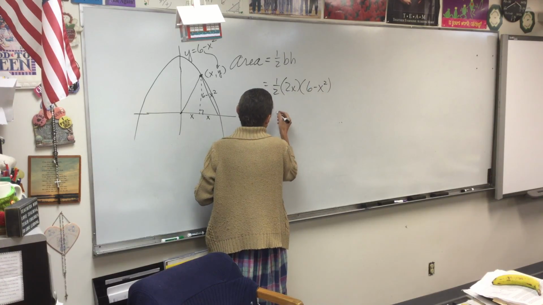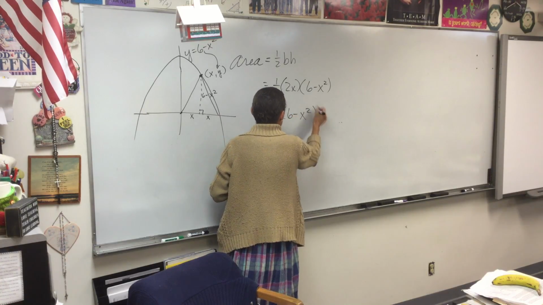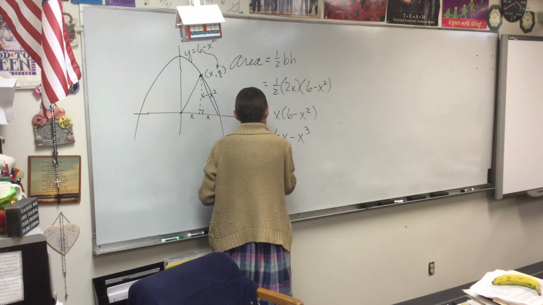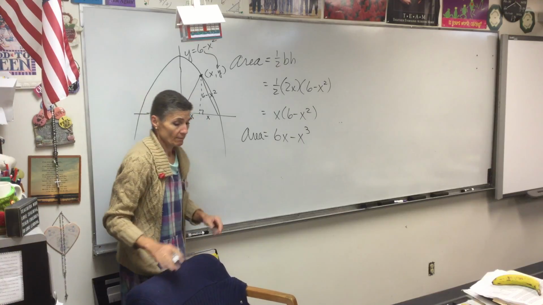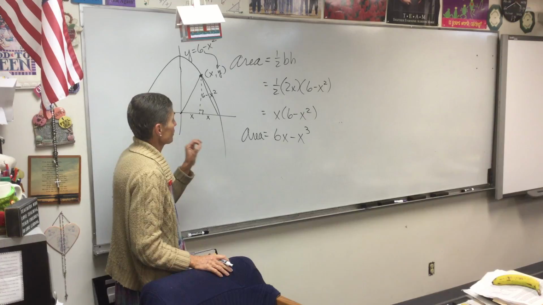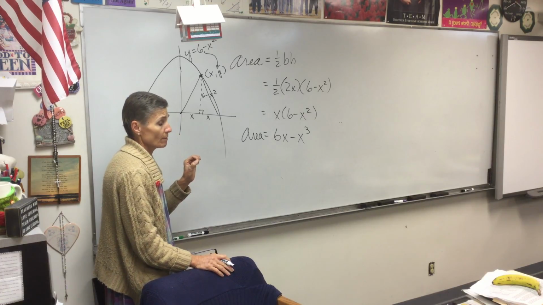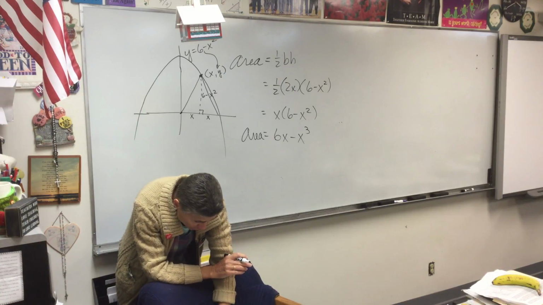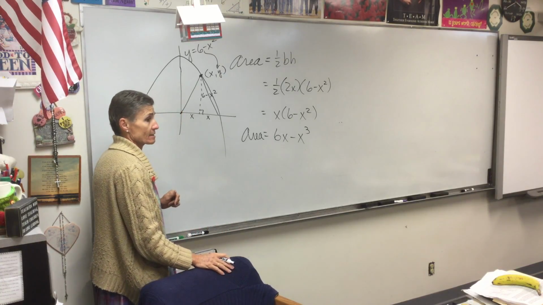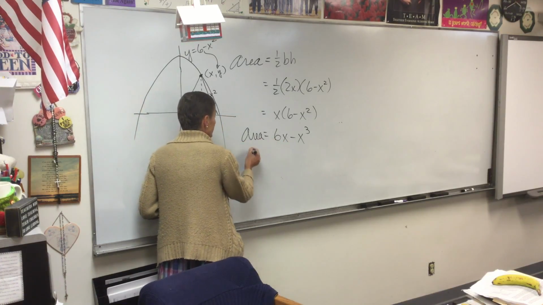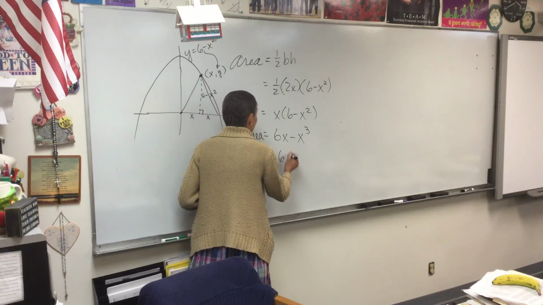So that is x times 6 minus x squared. That's 6x minus x cubed. Now, what I have to be careful of, that's a perfectly fine formula. It is absolutely wonderful. But I have to make sure I've done what they asked me to do. They asked me to write the area as a function of the length of the base. Now, I have written the area as a function of x.